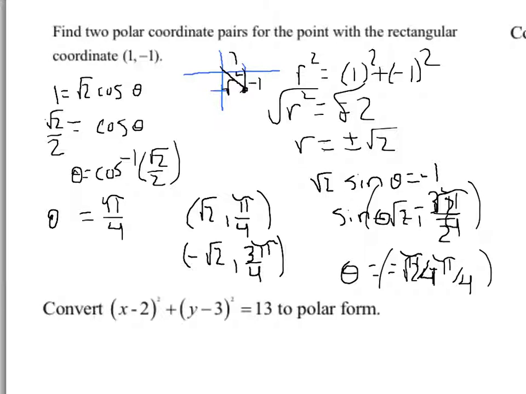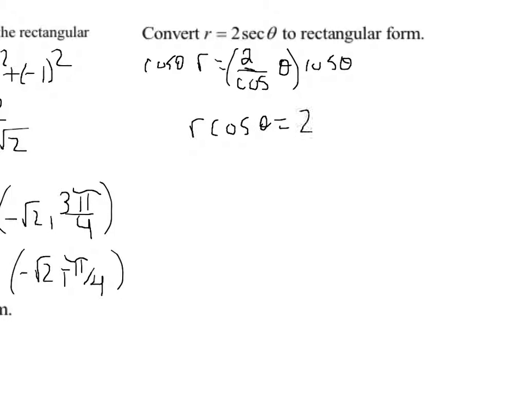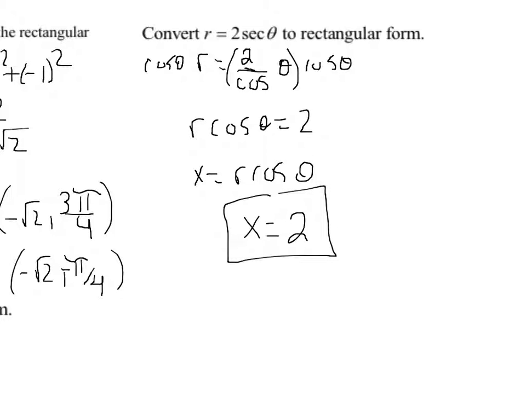Let's take a look at another. It says convert r equals 2 secant theta to rectangular form. Well, I know this: r equals 2 over cosine of theta. If I multiply both sides by the cosine of theta, you get r cosine theta equals 2. Well, we know x equals r cosine theta. So x equals 2. So there's another example. Let's look at the next.